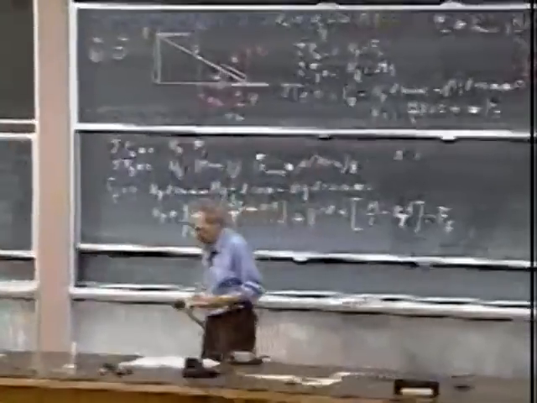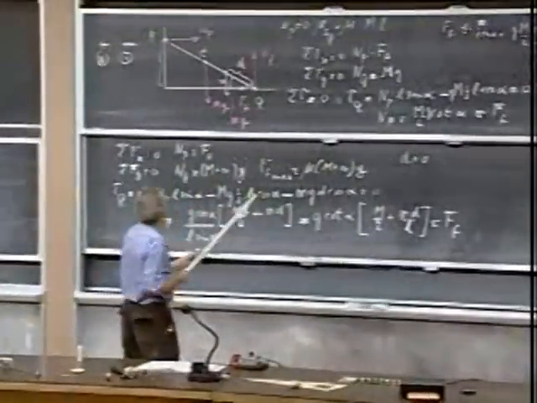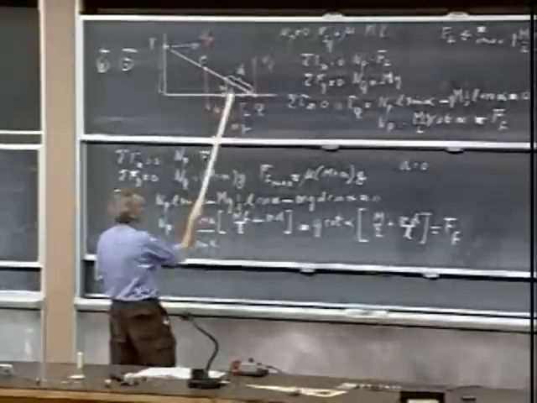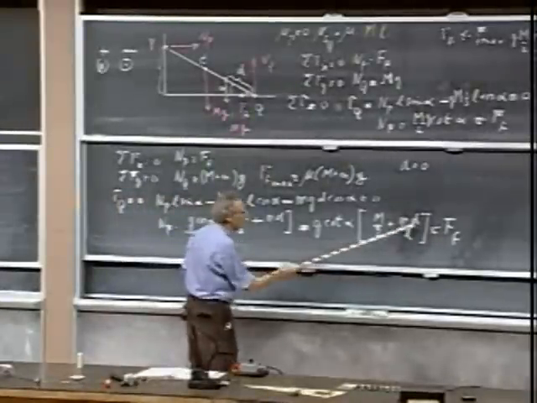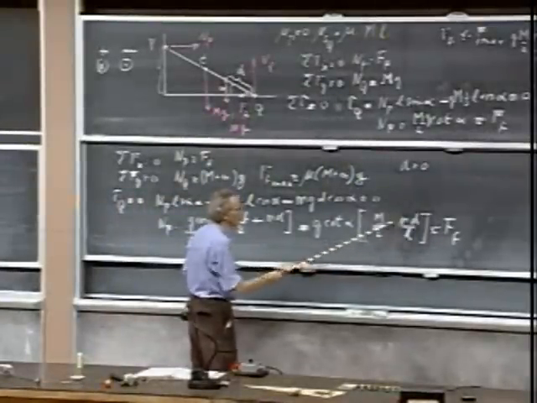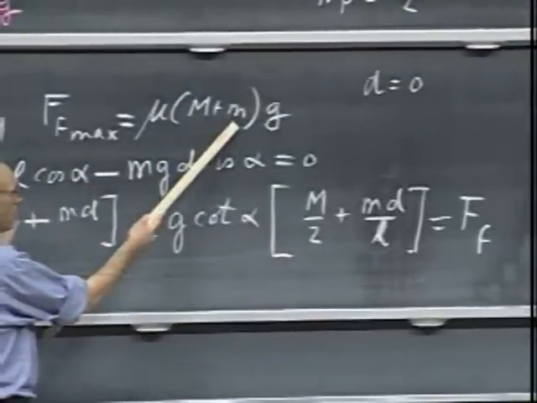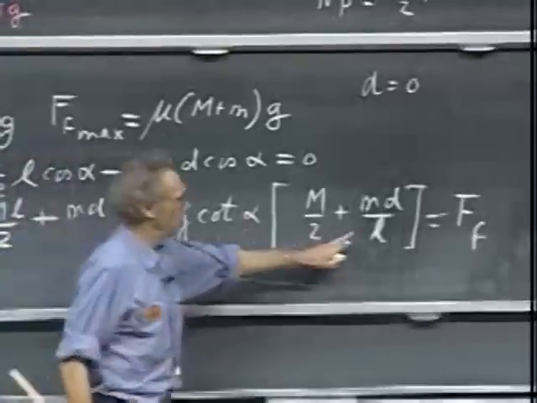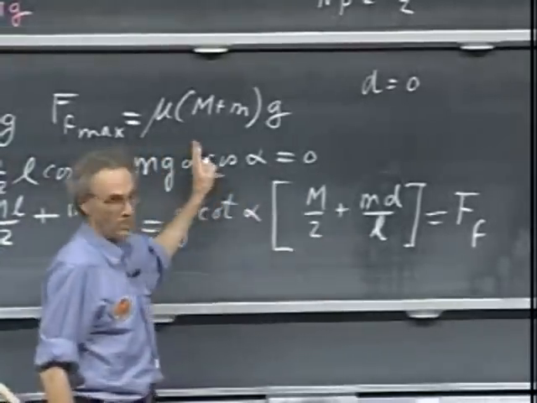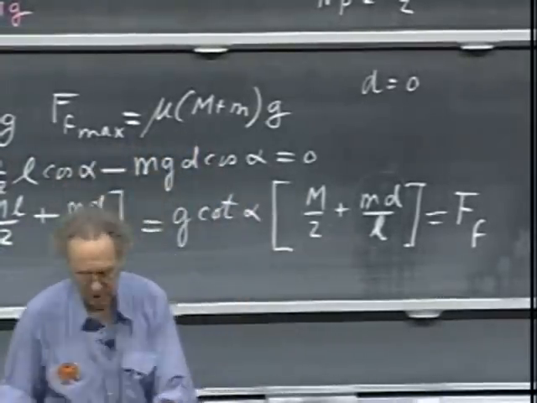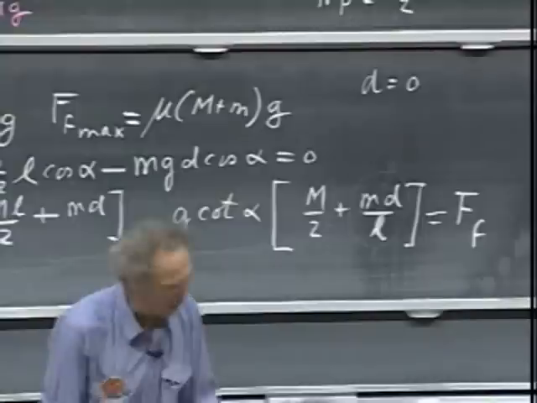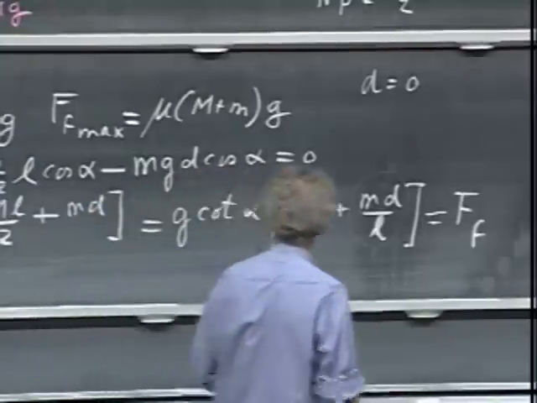On the contrary, the situation will become more stable. As the person starts to move up, the frictional force gradually increases because this term goes up, but the maximum friction remains the same. It's independent of d. And so now there comes a time that this force becomes larger than the maximum friction, and then the ladder will start to slide. And that, of course, is what we want to find out now.